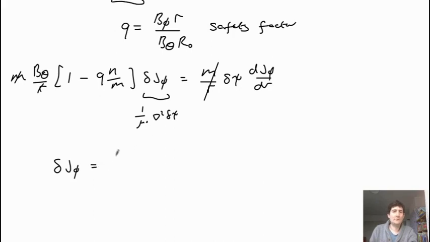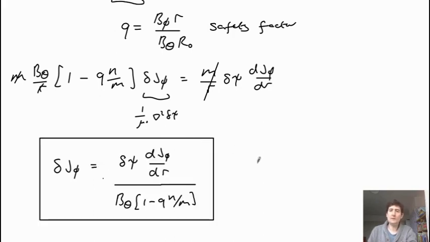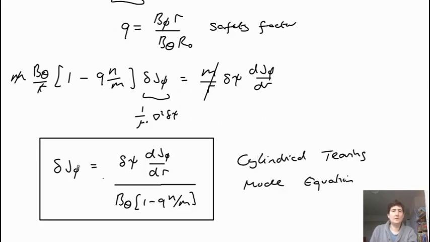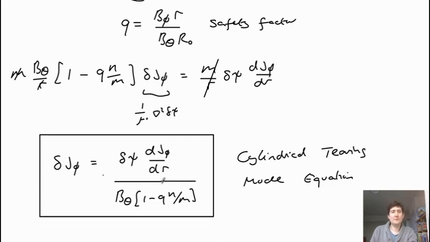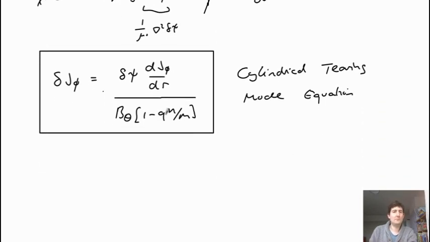On the right hand side, this is the cylindrical tearing mode equation, and it tells us how the perturbed current depends on the perturbation of psi and the equilibrium current density. There are some interesting features of this. Probably the most important is what happens when this goes to 0.